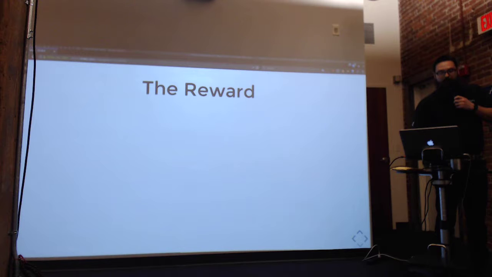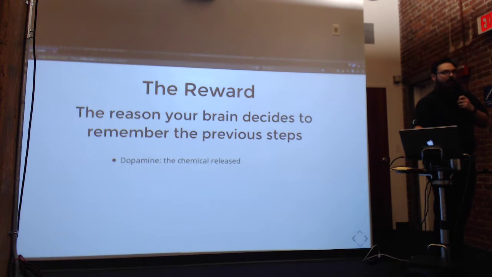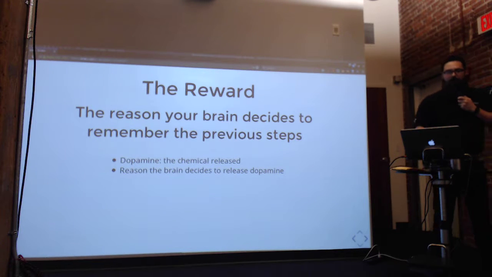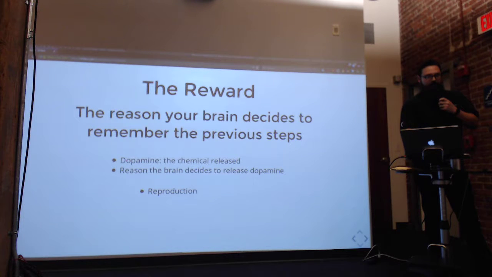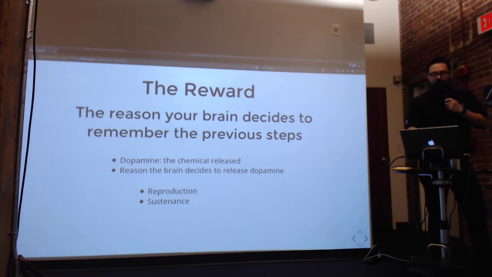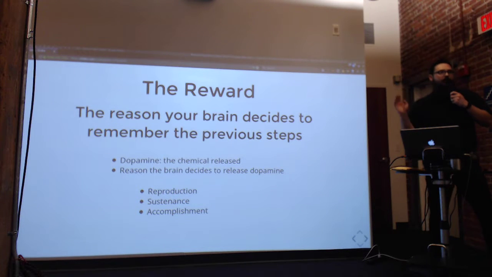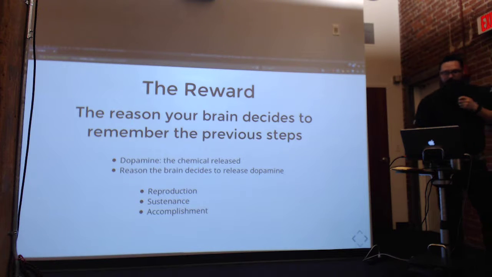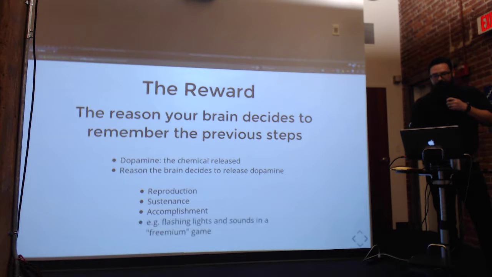So the reward is the reason why your brain decides to remember the previous steps. And it does this by releasing dopamine, which is a chemical, but there's a reason behind why your brain releases dopamine. It could be for reproduction reasons, sustenance, you want to make sure that you eat your food, accomplishment, and all of these are really important because without dopamine, they've experimented with rats, stuff like that. A rat will die of starvation because it doesn't feel like it needs to eat, has no drive to do anything. So another example are flashing lights and sounds in a freemium game. They've really used the dopamine thing there.